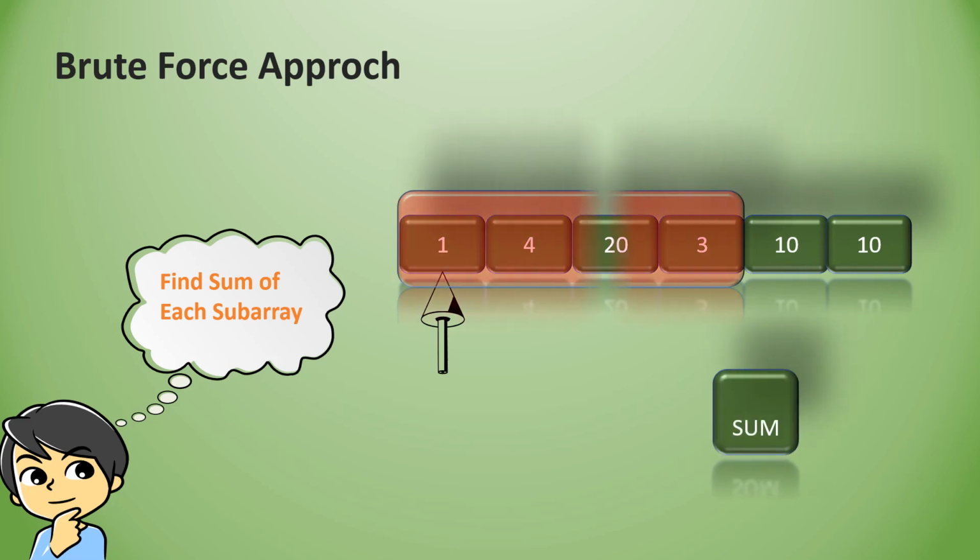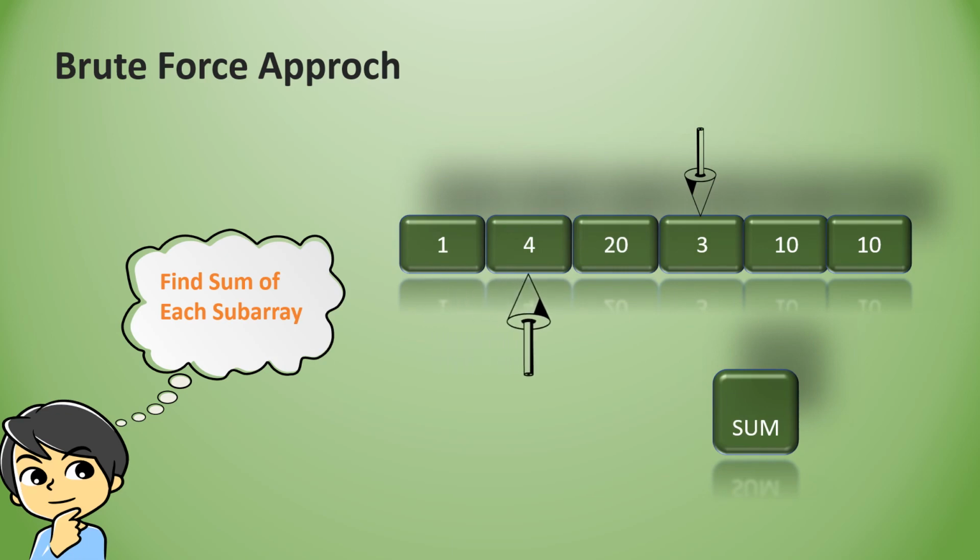To find the sum of this subarray, I will add this element to the previous subarray sum. When all the subarrays starting with the first element are done, then we will move this pointer to the next element. Now I will find the sum of all subarrays starting with the second element. Similarly, we will perform this for each element.